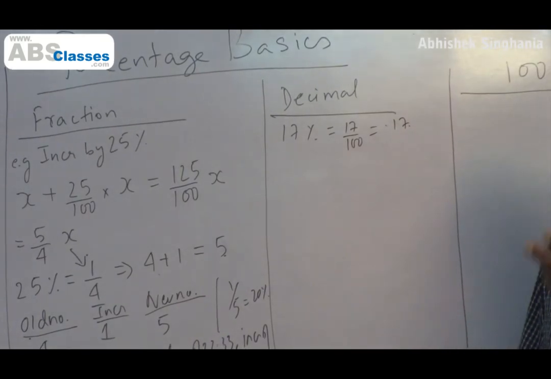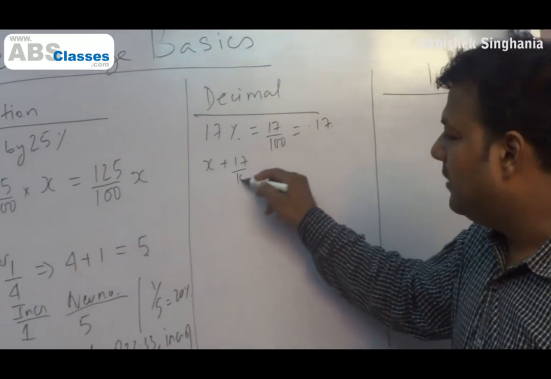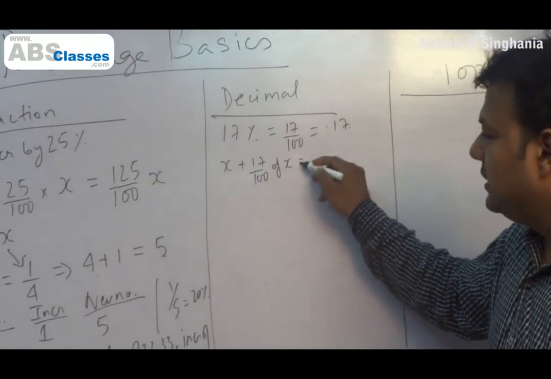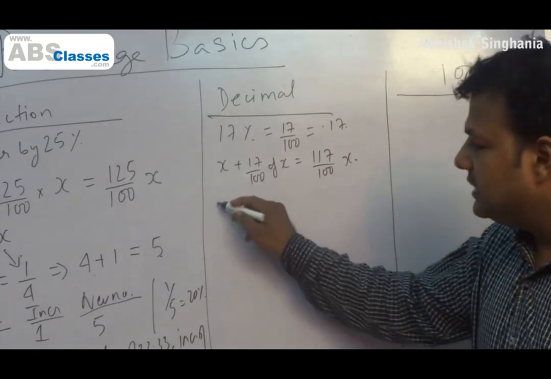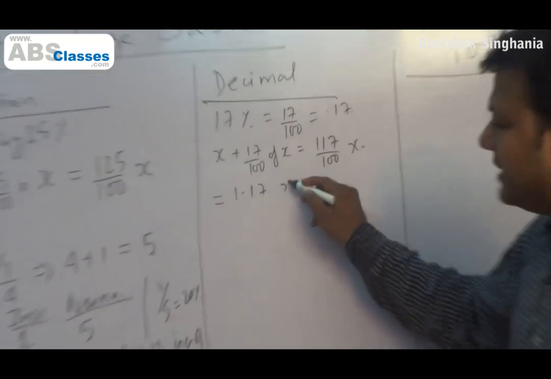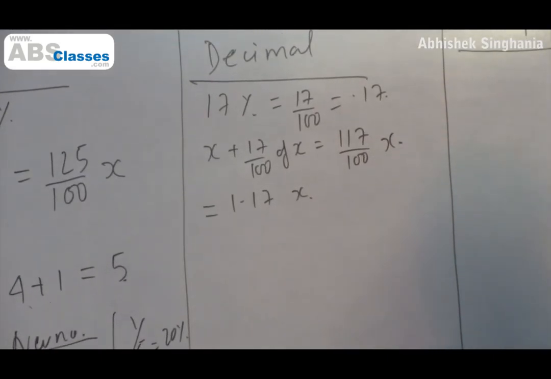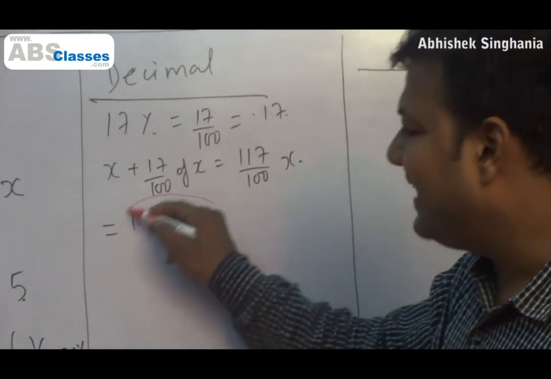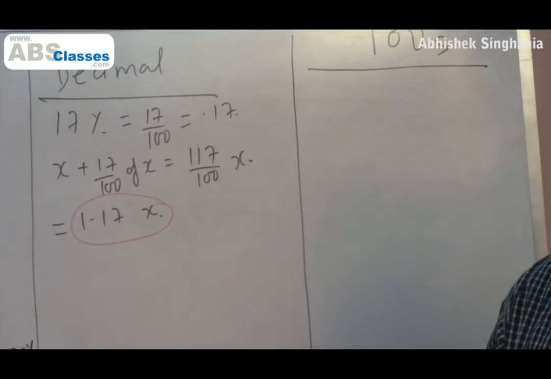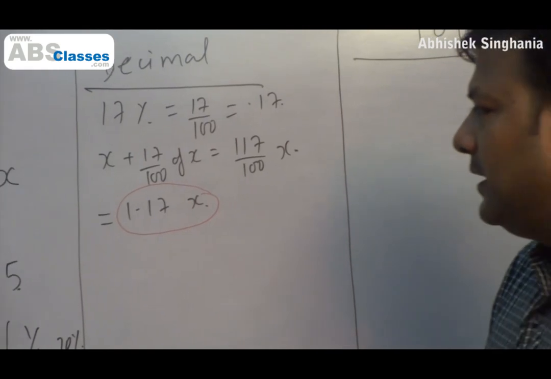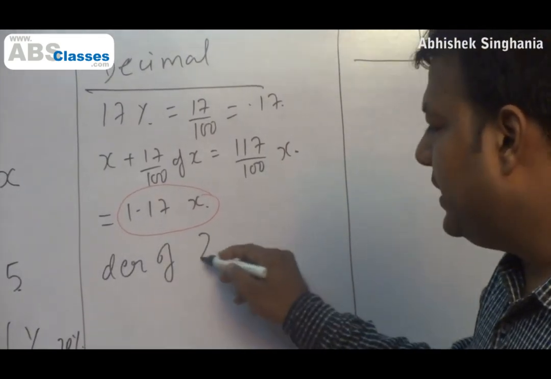Okay. Now say a number is increased by 17%. X plus 17 by 100 of x will become 117 by 100 x, which is equal to 1.17x. Okay. Now this is enough to help us learn how we write the percentage change, increase or decrease, in terms of decimal. For example, a decrease of 23%.